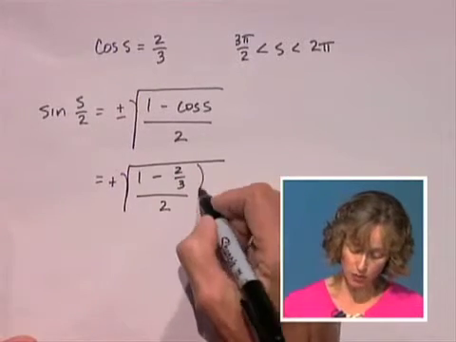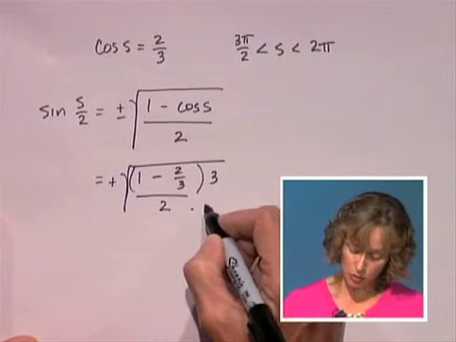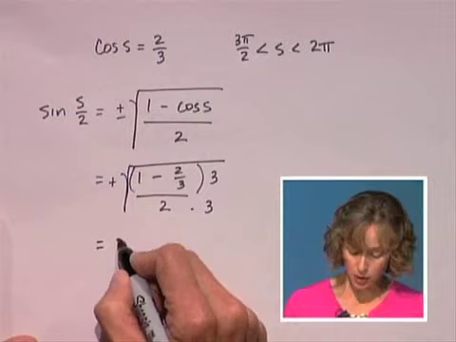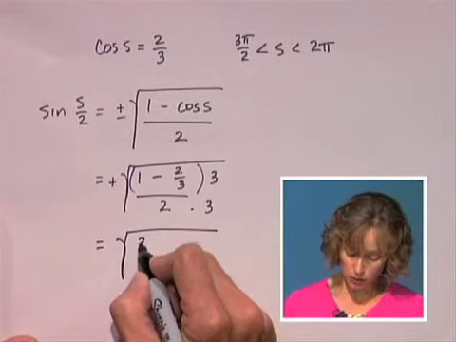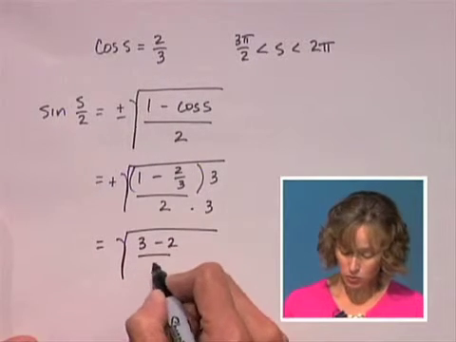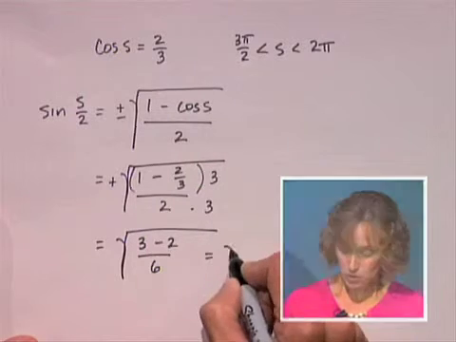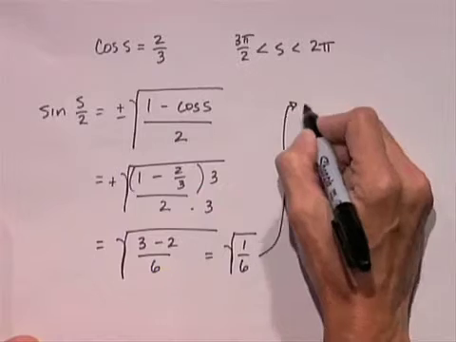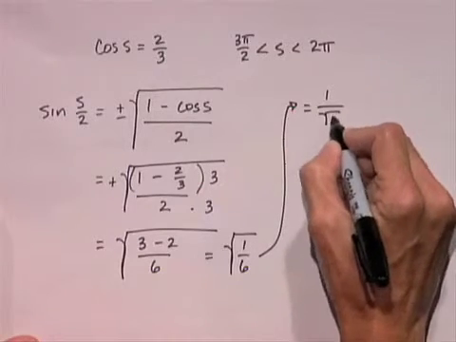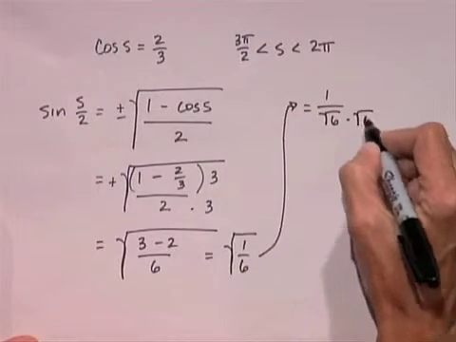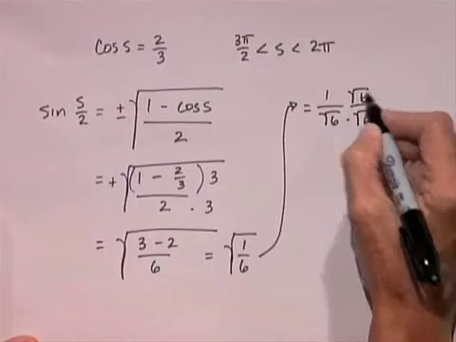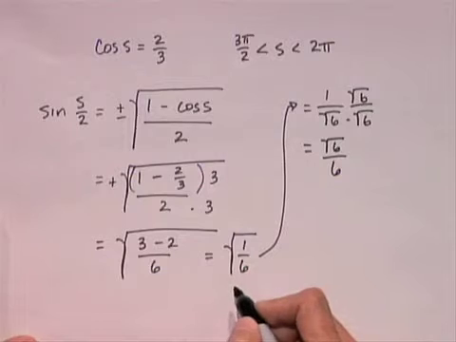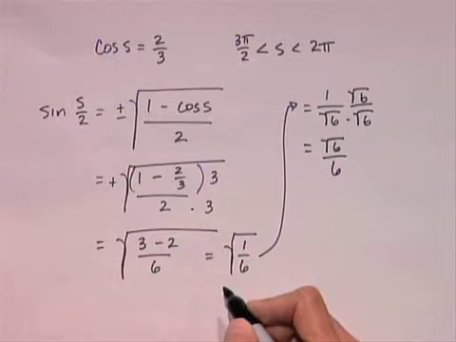And I want to simplify by multiplying the numerator and denominator of the fraction within the radical by 3 to get positive the square root of (3 minus 2) over 6, which is positive the square root of 1/6, which is 1 over the square root of 6, which if we rationalize the denominator, ends up being the square root of 6 over 6. Well, let's continue.